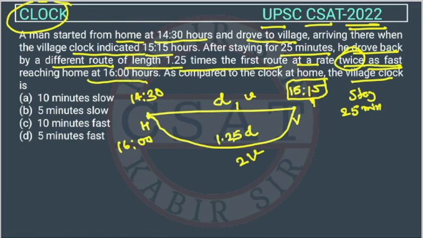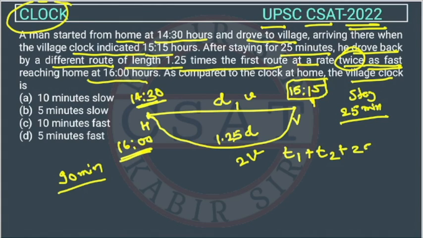Now if you see, he started here and returned at this time, so the total is 1.5 hours, which we can say is 90 minutes. So in this time he went to the village, came back, and also stayed there 25 minutes. So the timing will be: suppose going takes T1 time, coming takes T2 time, and he also stayed 25 minutes, and this is equal to 90 minutes. Are you getting it? 16 minus the start time, the total difference between these two timings, is 1.5 hours. Converting into minutes, this will be 90 minutes.